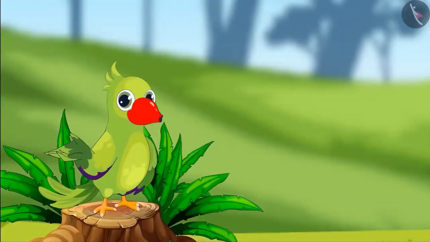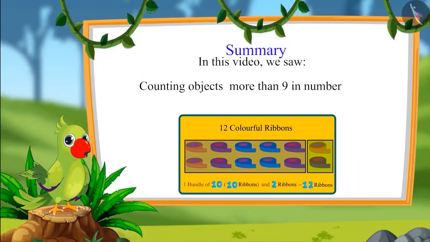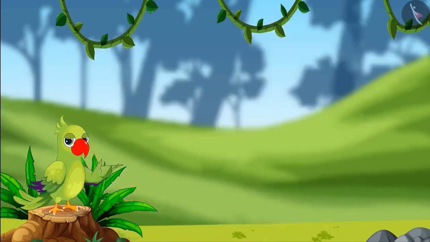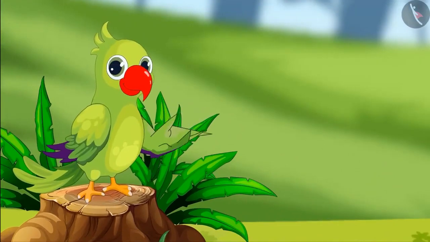In this video, we saw some more examples and common mistakes while counting objects that are more than 9 in number and also saw how to write 2-digit numbers. I hope you have understood this topic very well.